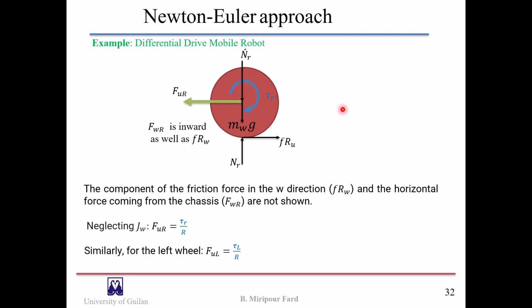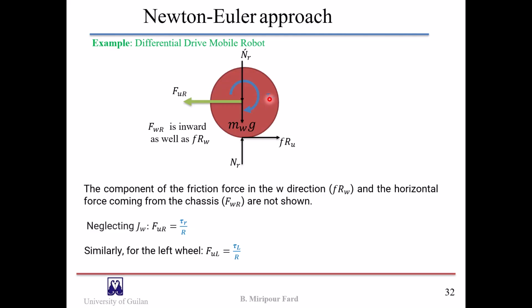A free body diagram can also be drawn for the wheel. For example, here you can see the free body diagram of the right wheel. You can see the ground reaction force, NR, the friction force in the longitudinal direction, which acts on the wheel plane, the vertical force from the chassis, N prime R, the wheel weight force, MW times G, and the driving or brake torque, denoted by tau R.